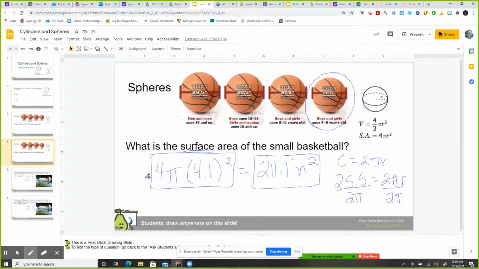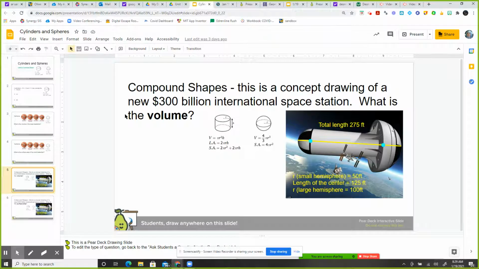All right. Let's see if we can put it together into something real world. So this is a new concept drawing of what will be or could be a $300 billion international space station. You know there's an international space station up in space right now where a whole bunch of astronauts from around the world hang out. That one costs $100 billion. This one, if it's allowed to be built, will be 3 times that much, $300 billion.